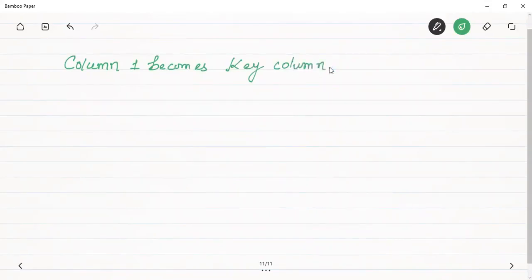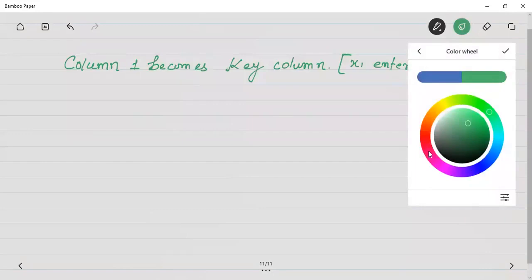Okay, it becomes the key column because the entering variable came from this column, therefore we term this column as the key column. Why? Because x1 enters the basis, therefore it becomes the key column. Okay, and what else is here?